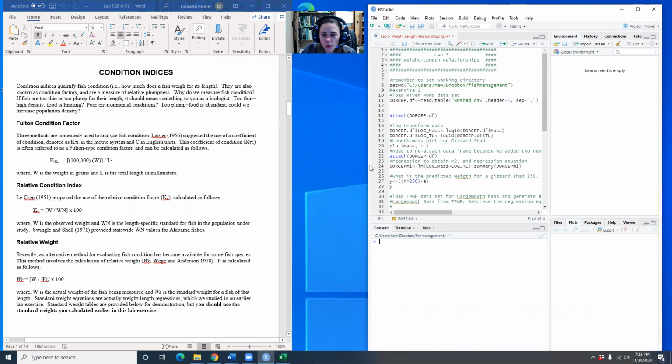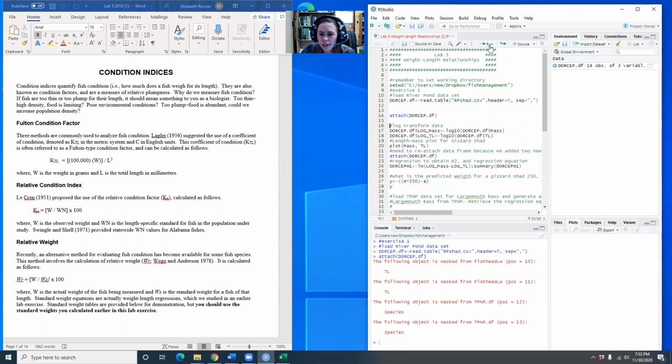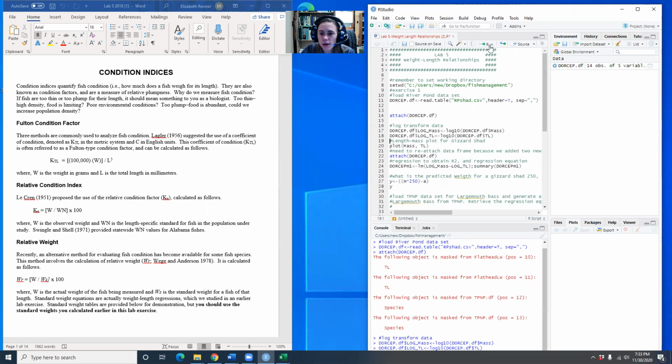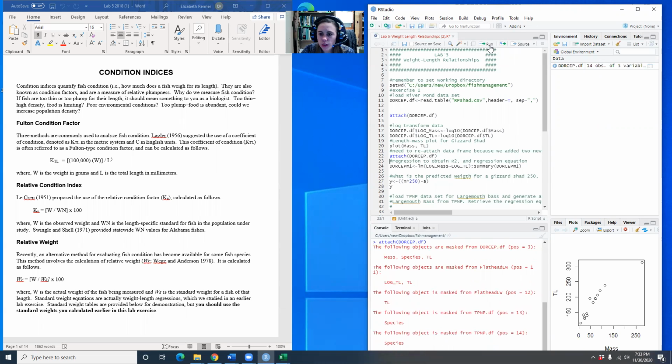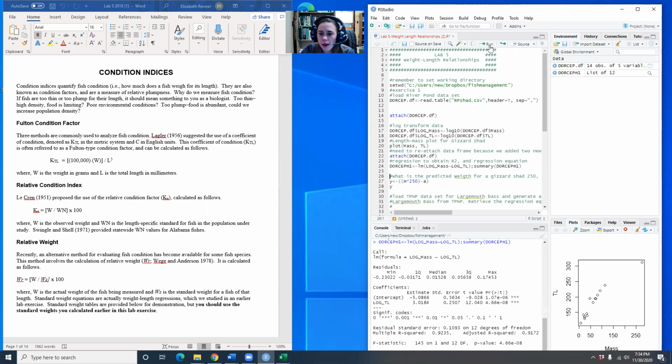We're going to start with some shad data. Here's the River Pond data set. We'll read in that data frame and call it Dorcept.df. We'll attach the factors, and we're going to log transform the data right away. Then we're going to plot mass by total length. Then we need to reattach the data frame because we just added two new variables. Now we're going to create a linear regression model of log transformed mass by log transformed total length, and we'll get the summary for the relationship.